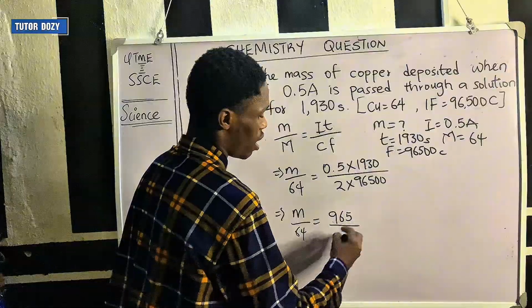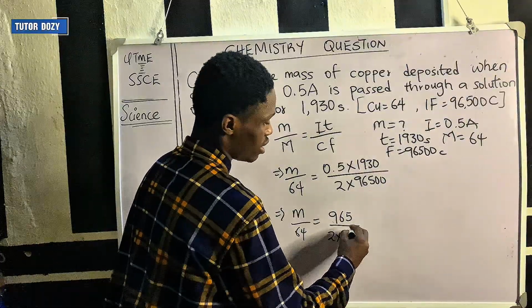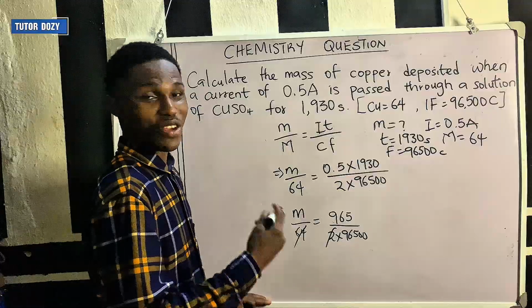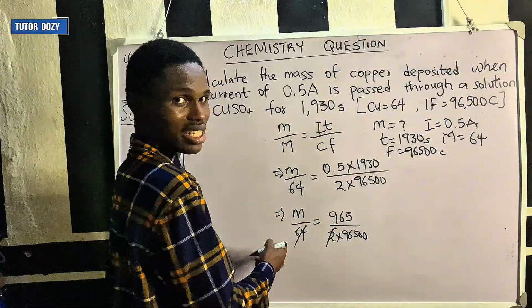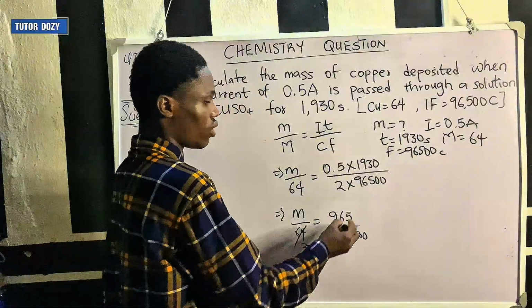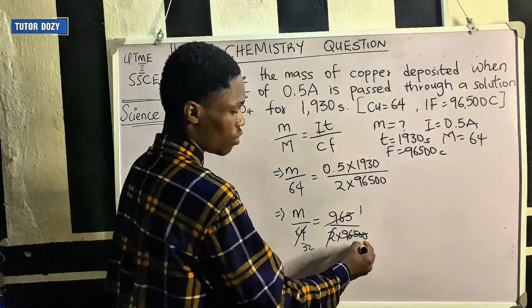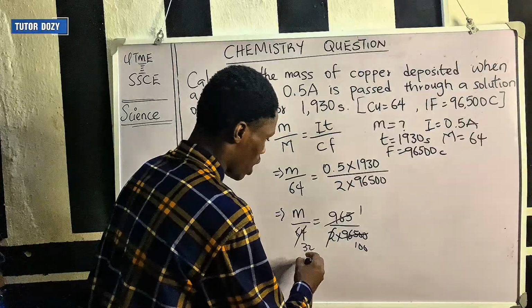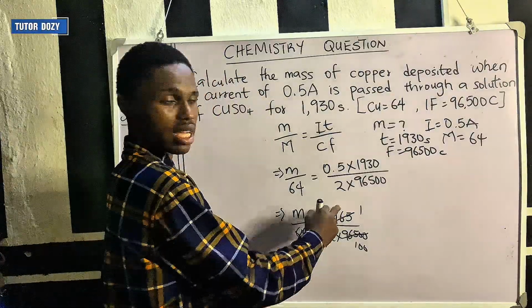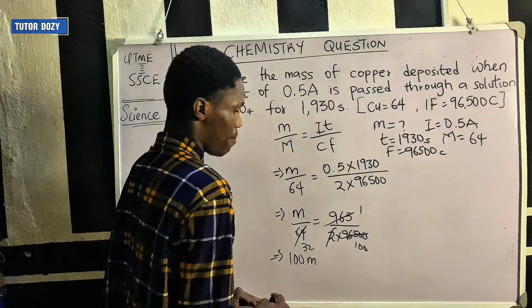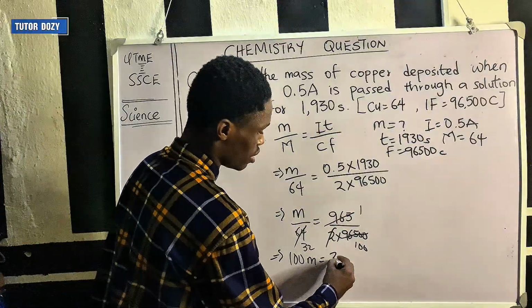965, over 2 times 96,500. Do you know that this can cancel this? Yes, it's very possible. This can cancel this on the other side of the equation, since it's an equation. We have 32 here, and this cancels itself, leaving 100. So now, if you cross multiply, you multiply this and this, and you have 100 M equals 32.